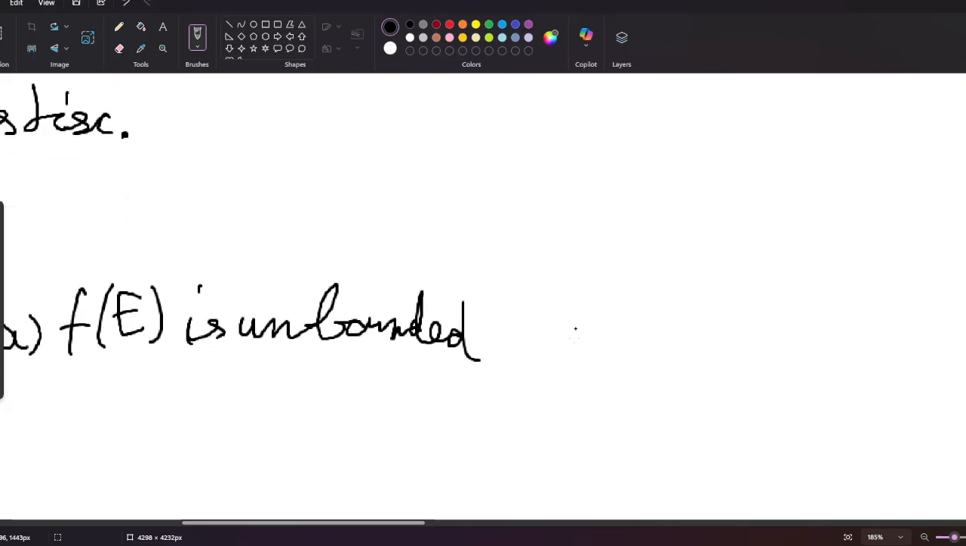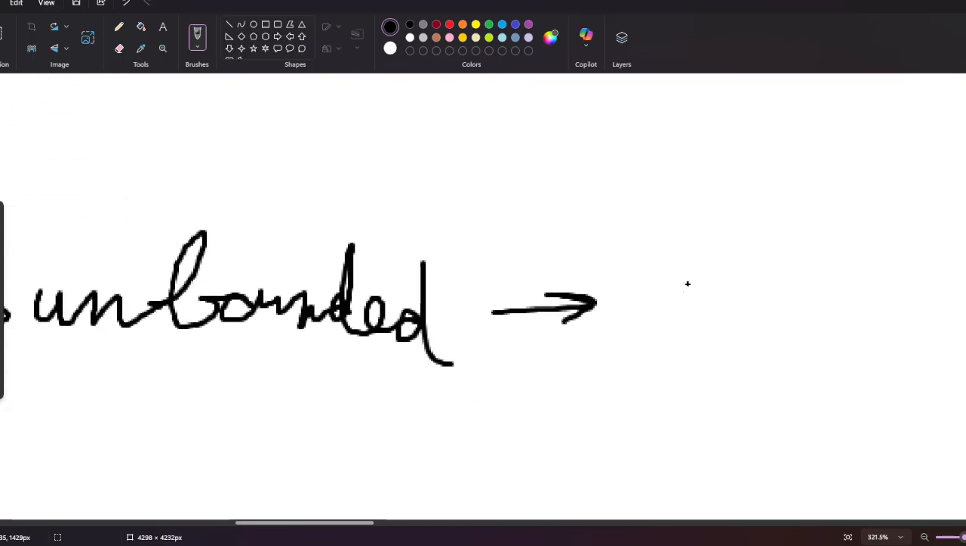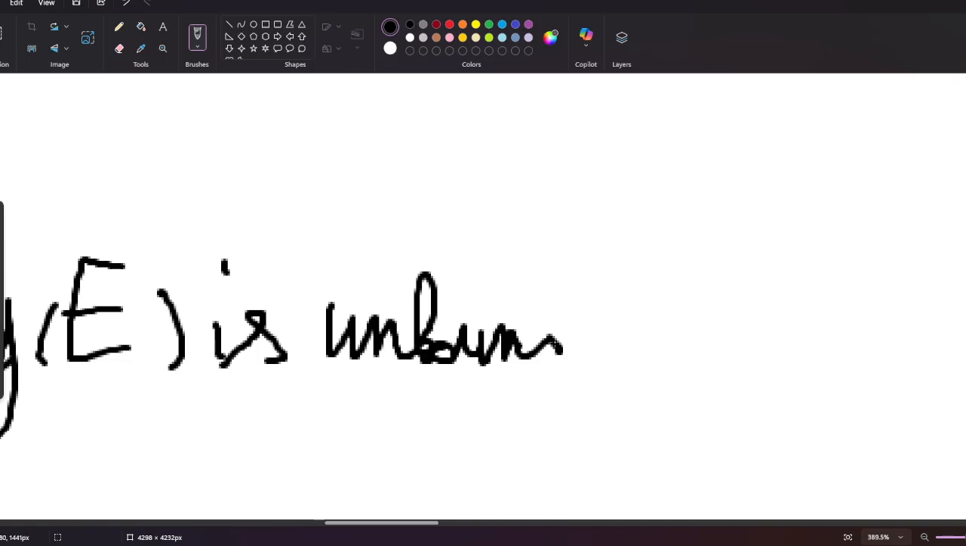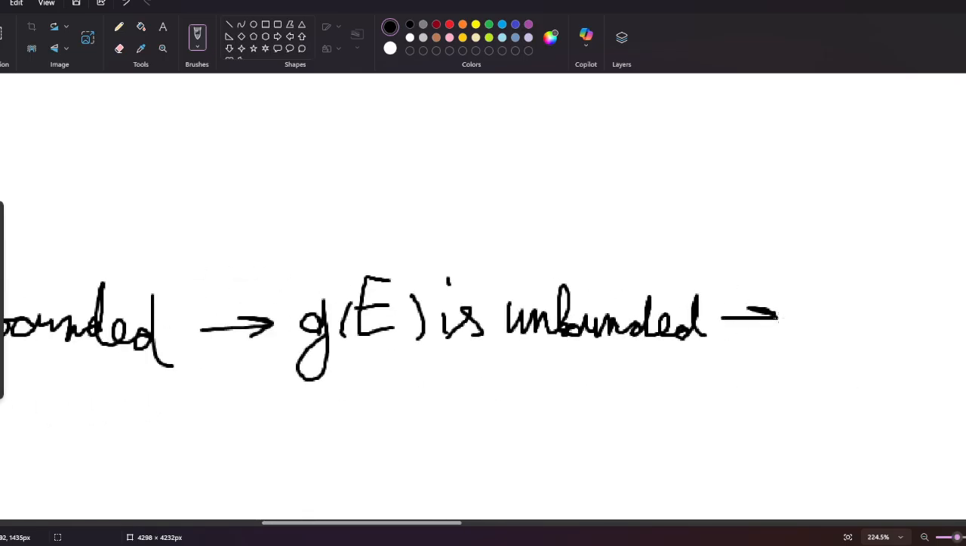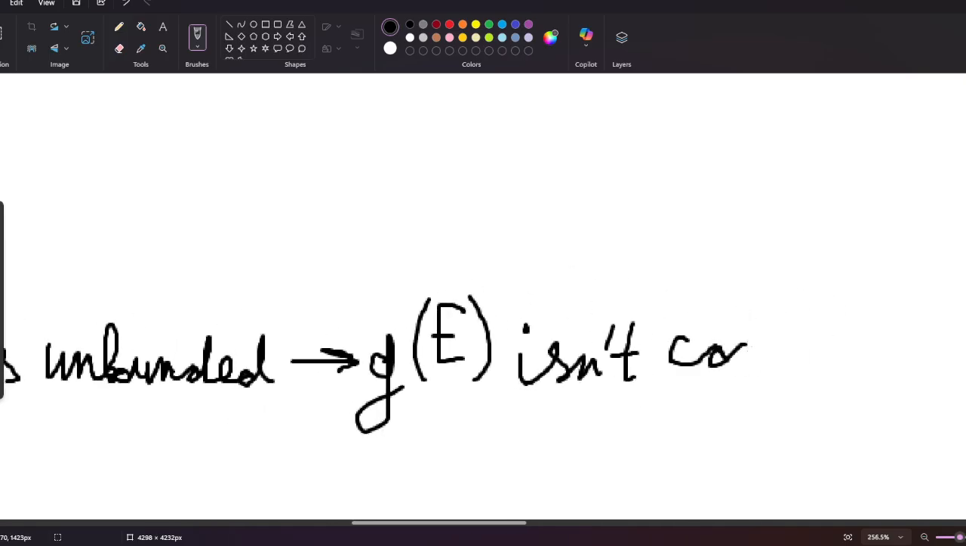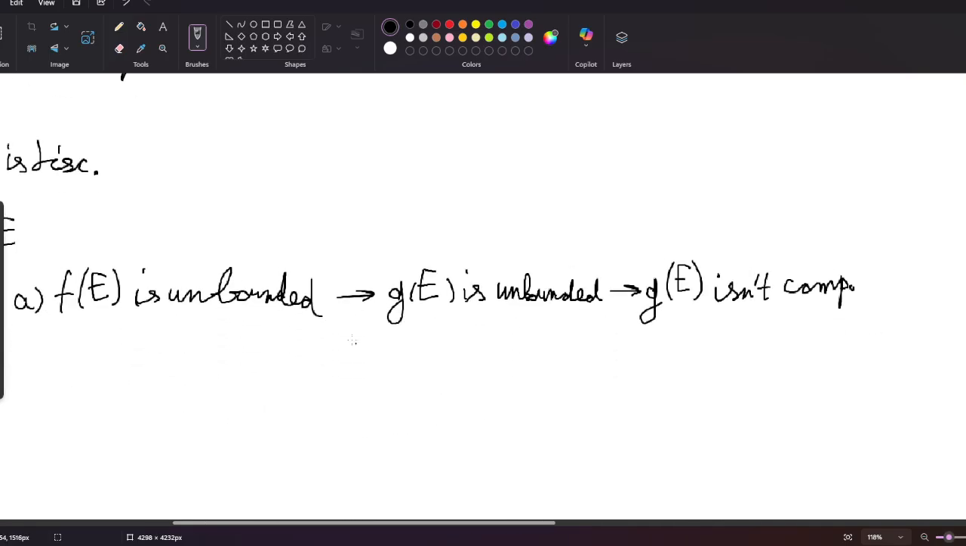Well, that would imply that g of E is also unbounded. Now, again, I'm making assumptions that are related to the fact that I'm not given the norm of the graph. So g of E is unbounded, which implies that g of E is not compact. So that's case 1.